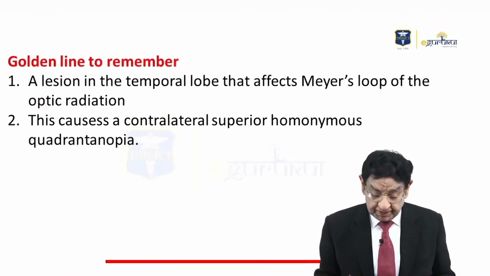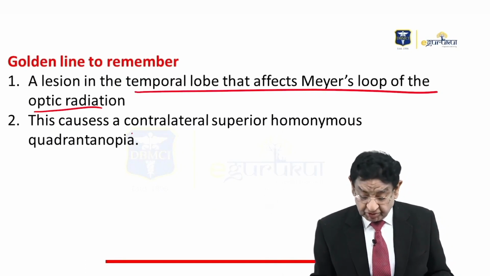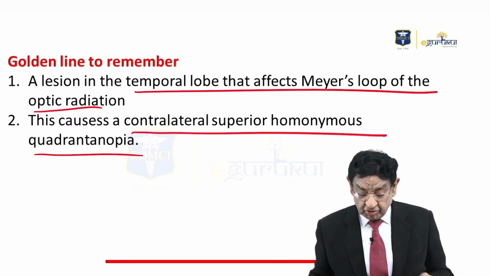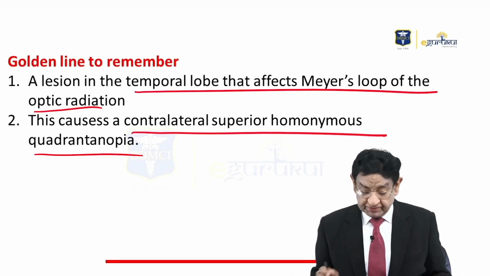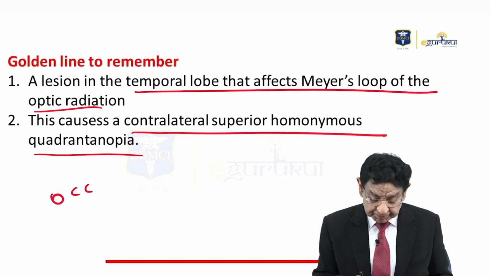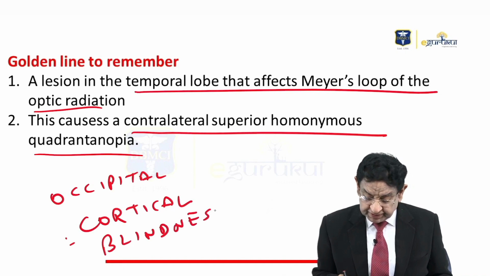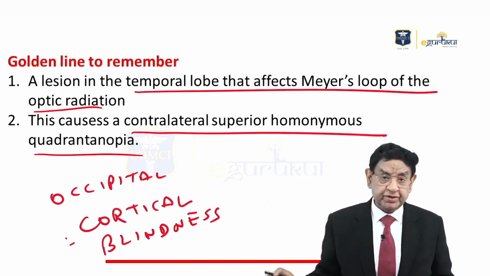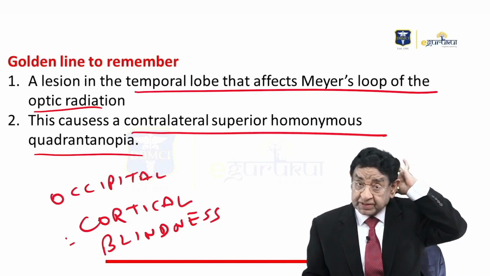Golden line to remember: a lesion in the temporal lobe affects Meyer loop of the optic radiation. It causes a contralateral superior homonymous quadrantanopia. And just to add on, if the lesion lies in the occipital lobe, that is known as cortical blindness. Why? The reason being, the ultimate end point of vision is in the occipital lobe. You can keep your hand at the back. This is the occipital area.